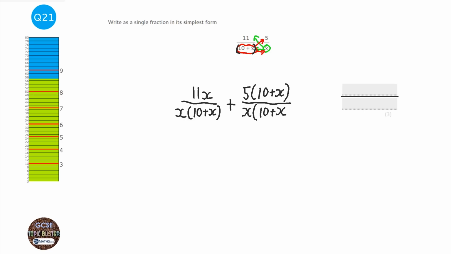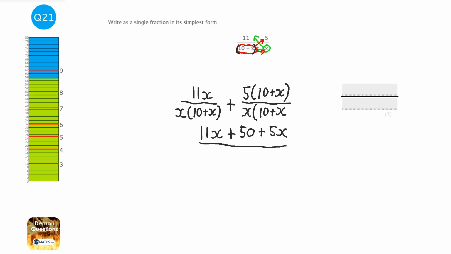Okay, so now the bottoms are the same, we can just simply add the tops, and I'm going to expand that top bit. So 5 times 10, which is 50, 5 times x, which is 5x. I'm going to expand the bottom, but you don't need to. So the bottom will stay as x brackets 10 plus x. The bottom, in fact, let's do that step first to make it really clear. Okay. So, and I'll put an equals there.